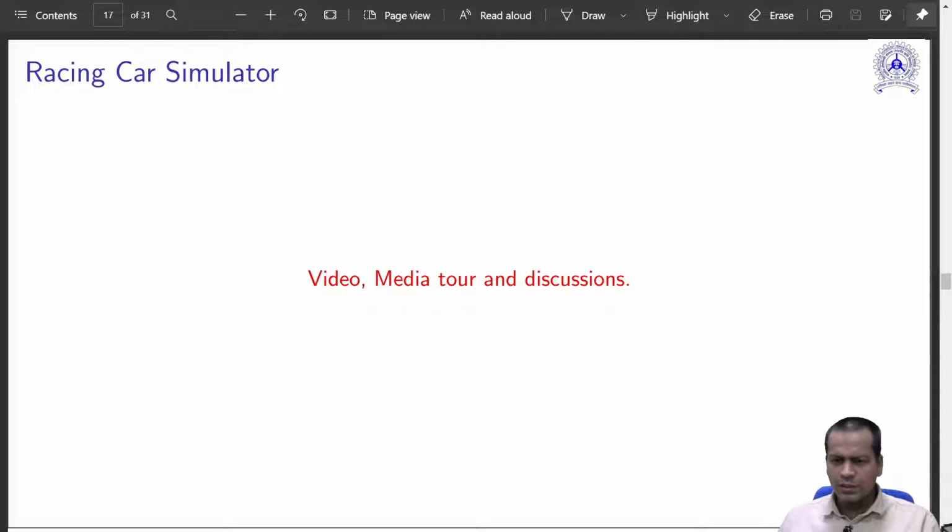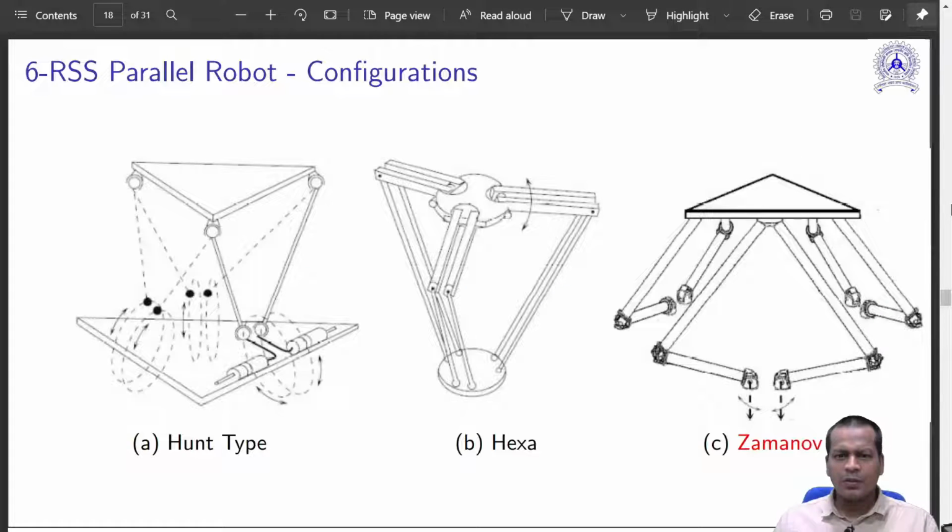So this is just the structure of one of the parallel platforms, which might be of quite interest for you. So what different configurations can a parallel robot have? It can have prismatic joints, it can also have rotary joints. Rotary joints can be of different configurations. It can be of Hunt type, as shown in this figure A.